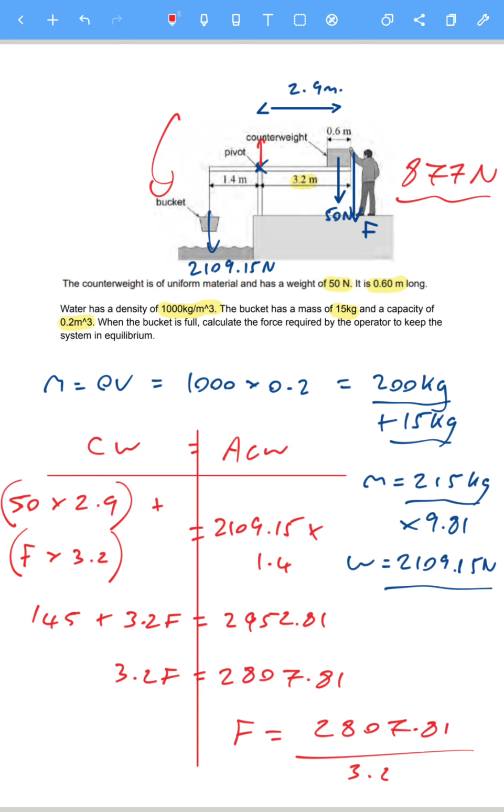If you got that, really well done. That's quite a tricky question. So let's have a look at the next one. Now the next one's actually written wrong. I'm going to change it slightly.